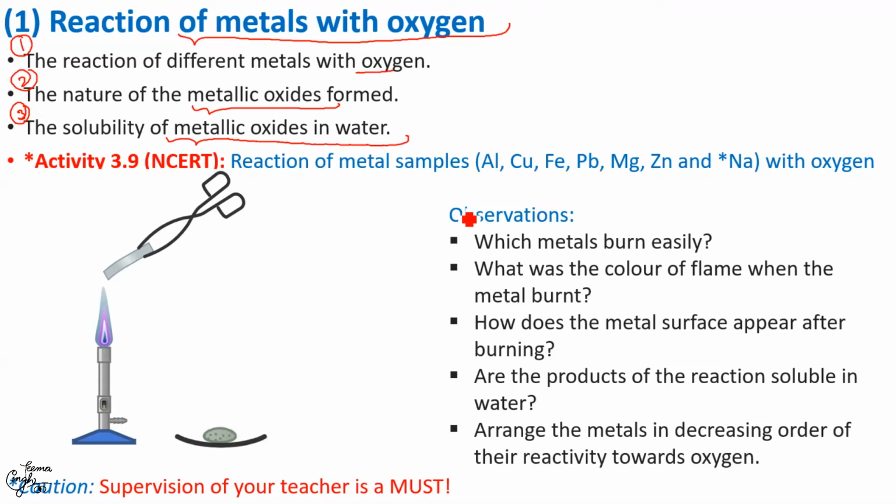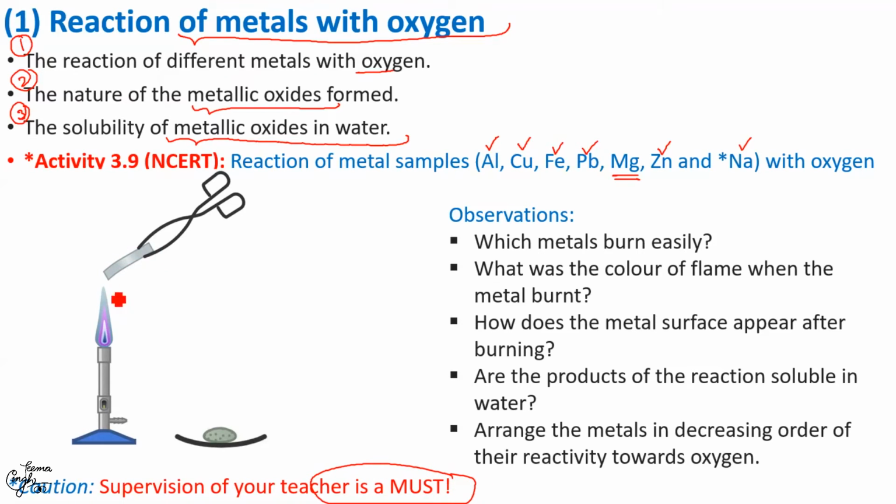We have already witnessed in the beginning of this video how the metal magnesium reacts with oxygen. To further understand this property, let us repeat the same activity with a few more metal samples such as aluminium, copper, iron, lead, zinc and sodium. We have already studied magnesium. You can easily find these samples in your science laboratory. My dear students, make sure you perform this activity only in the presence of your teacher.